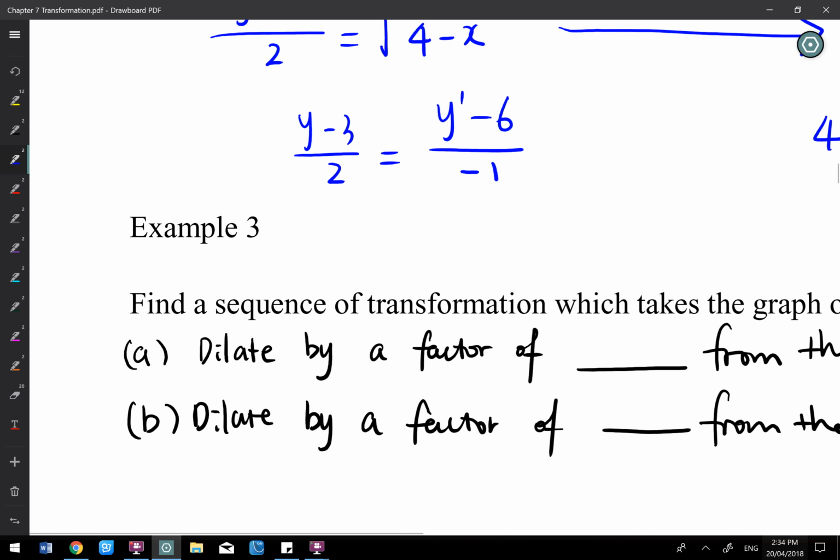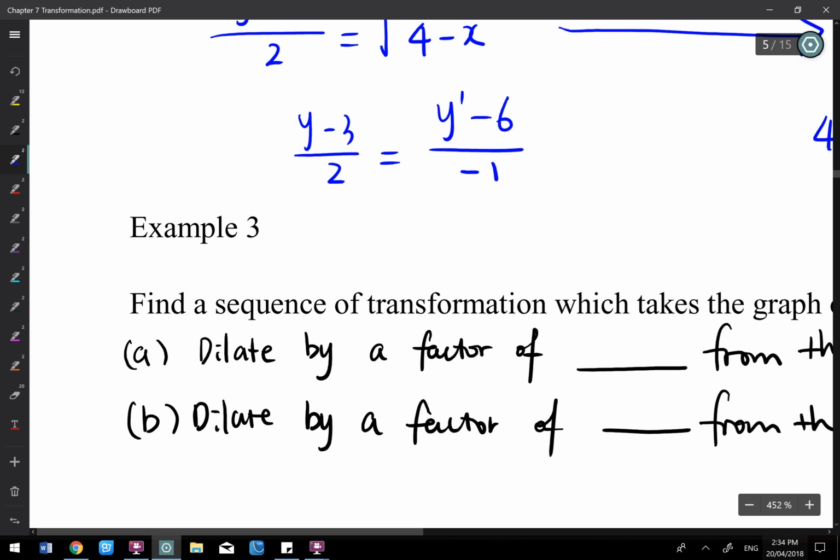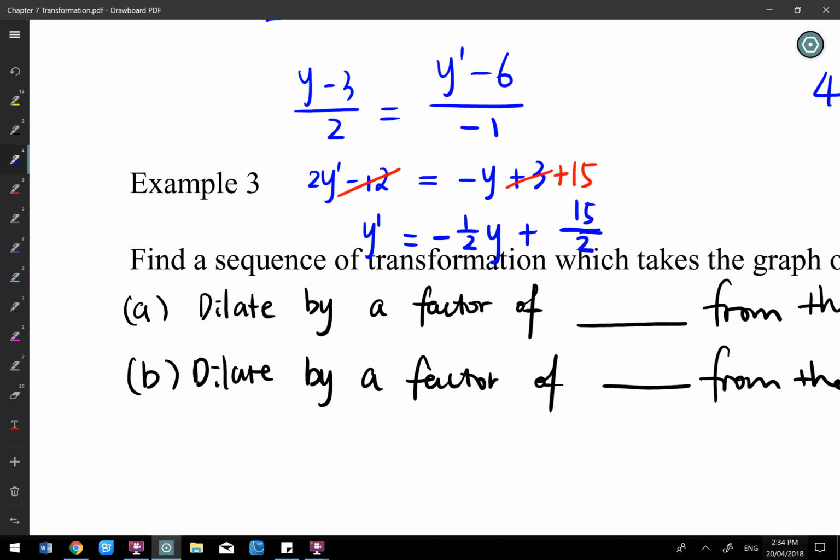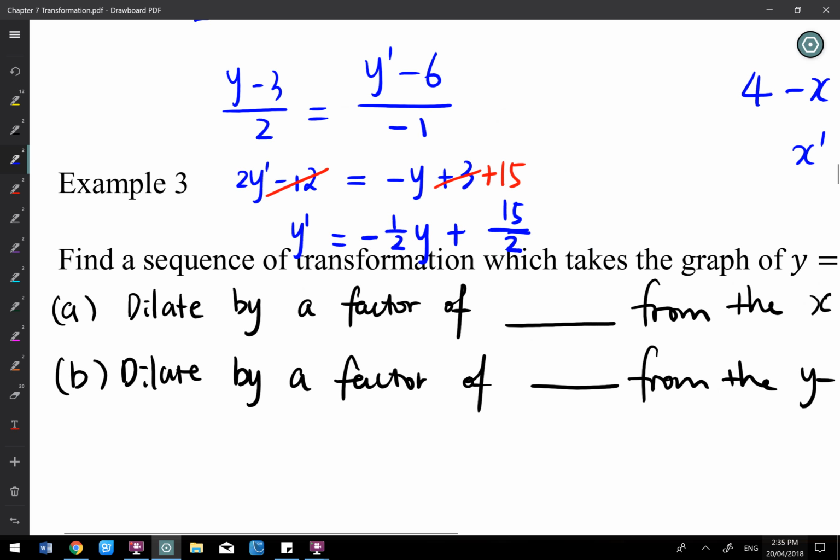And I also see the new y equals what? If we see the new y, what I will do is 2y dash minus 12 equals minus y plus 3. And then you plus 12 on both sides, we have plus 15. And then you divide 2 on both sides, y dash equals negative a half y plus 15 over 2. Expansion form. I don't want to write over 2, I don't want to write the bracket y plus 15. That's the form I want to have. Expansion form, which can give me the DRT order.